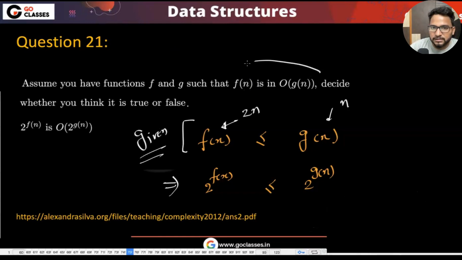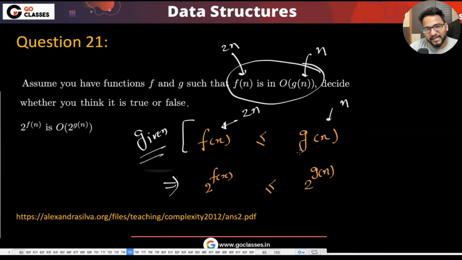Just check this. This Fn is 2n and Gn is n. Is this true? This is an asymptotic comparison. I'm talking about the asymptotic sense, because the given is asymptotic. In this lecture, you can understand from the context whether I'm talking asymptotically or normally. Most of the time I will be talking asymptotically, because it is given asymptotically: Fn is order of Gn.